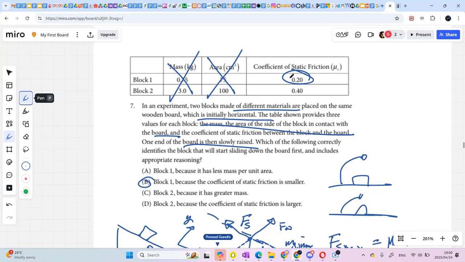If we think about the coefficient of static friction, the higher it is, the harder it is to get an object to start sliding. So if you have a lower coefficient of static friction, it's easier to overcome that threshold to get the block to start sliding. Therefore, for the block with the lower coefficient of static friction, you don't need to incline it as much for gravity to start doing work to accelerate it down the incline. Does that make more sense?